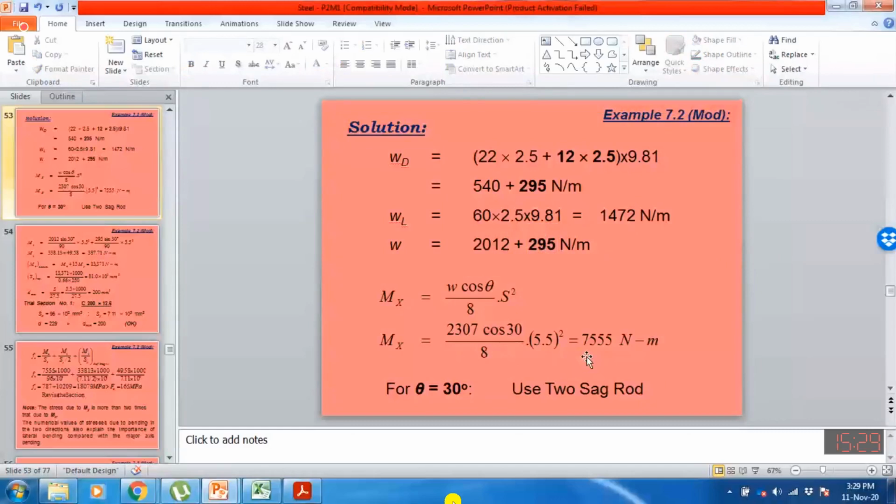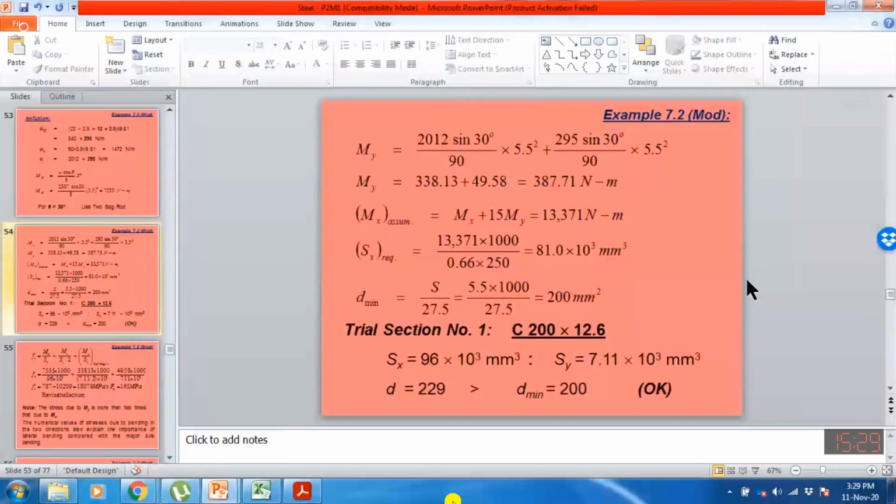And about the y-axis, I have taken this expression from page number 80. I think there's a page numbering mistake here, okay, page number 80. So for omega y, the moment about the y-axis, I'm computing two components: one due to the dead load and live load separately, and one due to self weight separately.